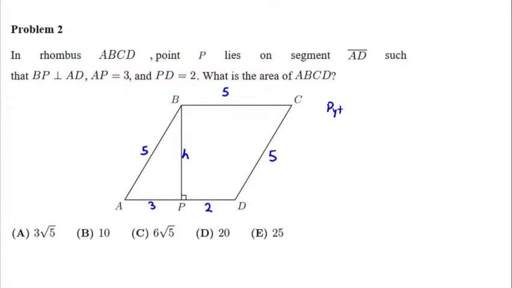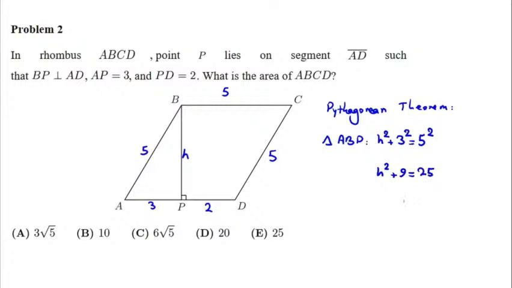By the Pythagorean theorem, we can use that in triangle APB or ABP. H squared plus 3 squared equals 5 squared. So H squared plus 9 equals 25. So if we subtract 9 from both sides, H squared equals 16. So if we take the square root, H equals 4.